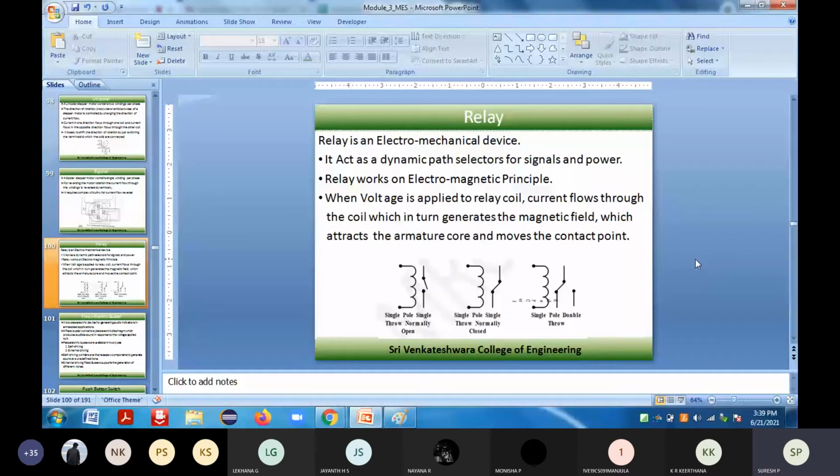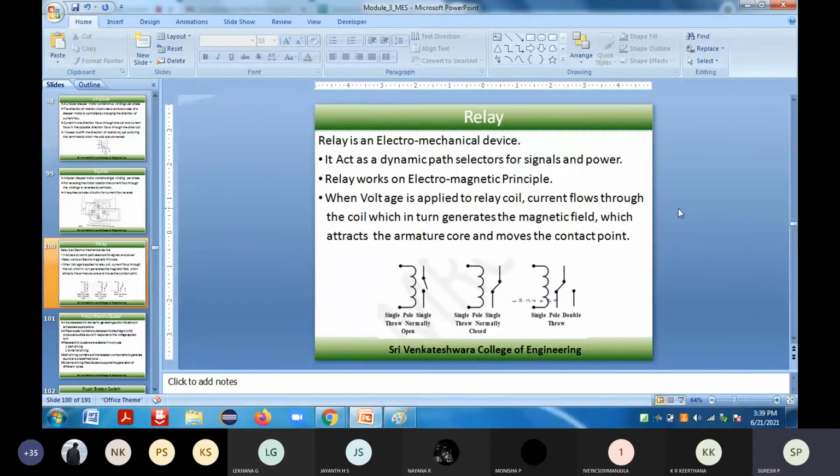So now next is the relay. How many of you have heard of relay? It is normally used in your home also. That is nothing but your normal switch. A relay is an electromagnetic device, and it basically acts as a switch. Whenever current is applied to it, it will switch either on to off or off to on. So it acts as a dynamic power selector for signal and power.